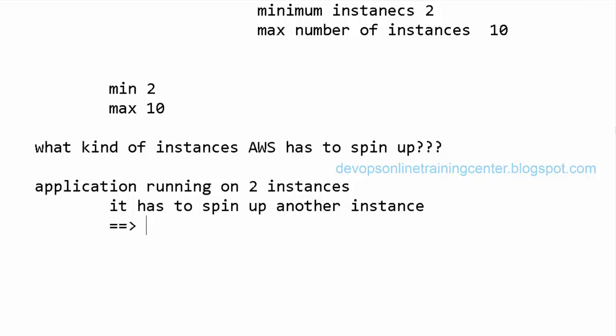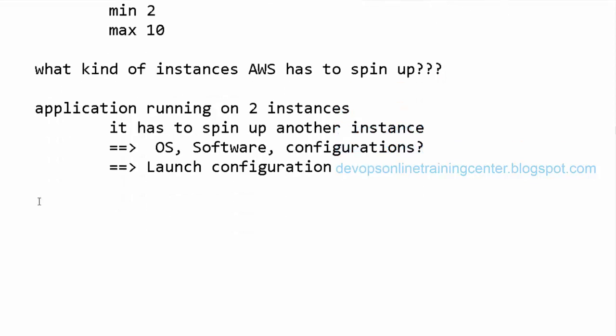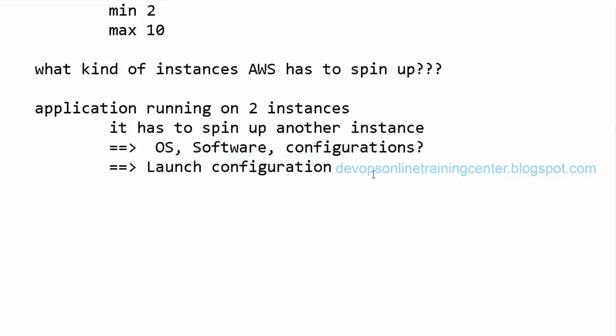To spin up another instance, AWS has to decide what kind of operating system it has to use, or what kind of additional software it has to use, or what other configurations it has to make while the machine boots up, right? All these things we define in something called a launch configuration. These are predefined so that if it has to scale out, it does so automatically based on this configuration. Based on the launch configuration, it will spin up the new instances.